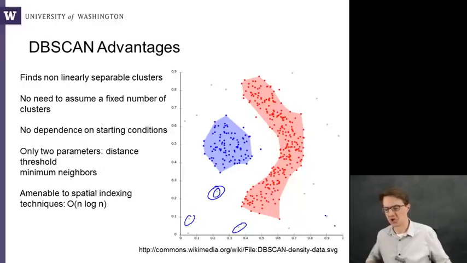The core primitive here as it's operating is to find me all the neighbors within epsilon, find me all the neighbors within epsilon, find me all the neighbors within epsilon. And so this operation is amenable to spatial indexing techniques, which can be implemented in log n, so that every lookup requires only a logarithmic number of steps. Remember, as we talked about in the scalability lecture. And so the overall runtime of this is n log n.